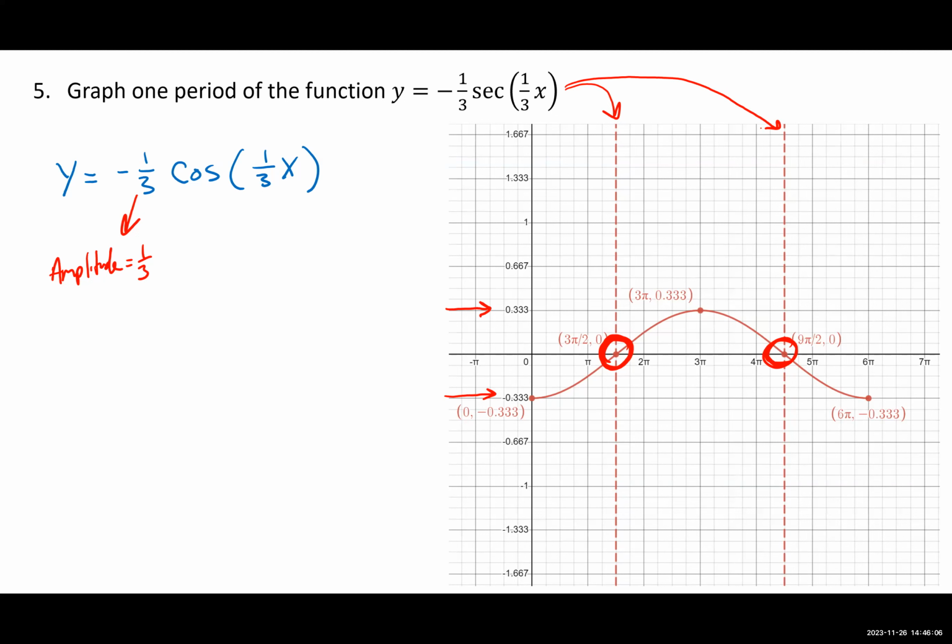So once we have this, we're able to draw the graph of the secant function. Right? The minimum of the cosine is the maximum of the secant. The maximum of the cosine is the minimum of the secant. So the secant graph is going to do something like that. It's going to do something like that. Something like that.